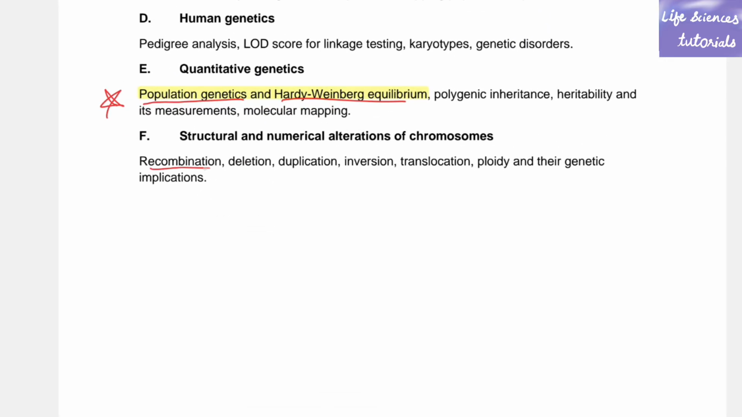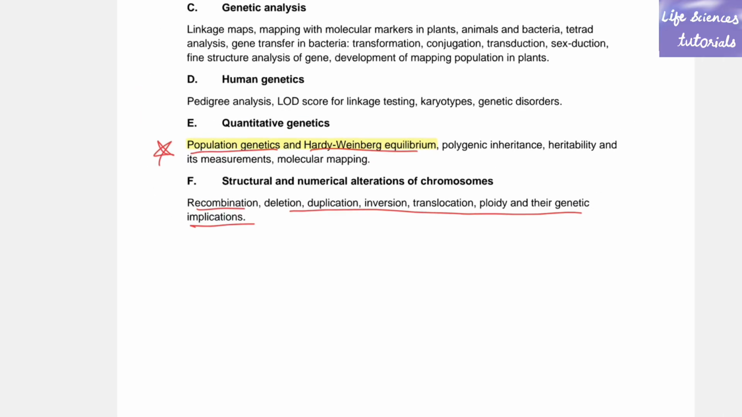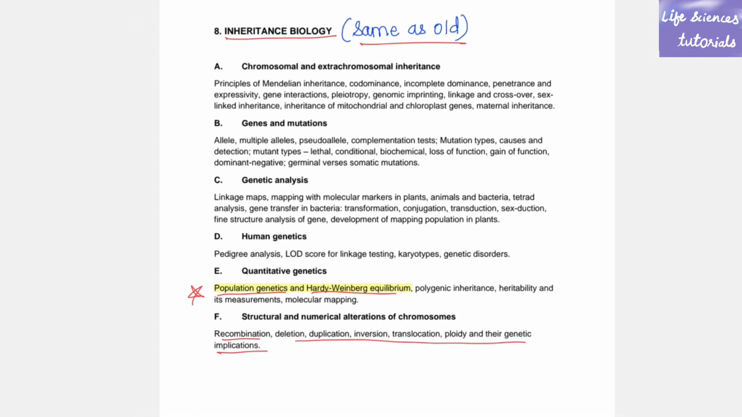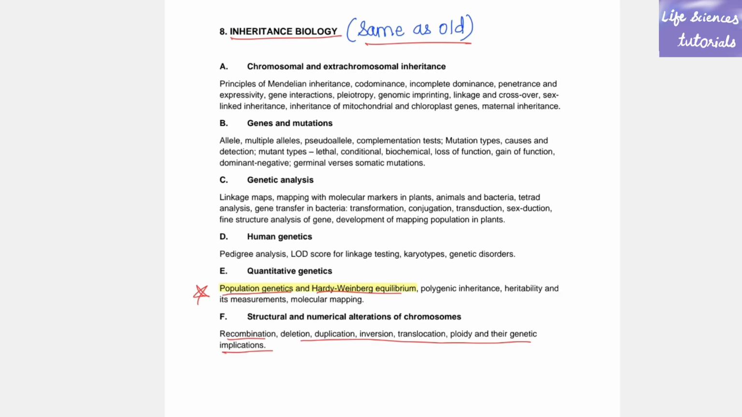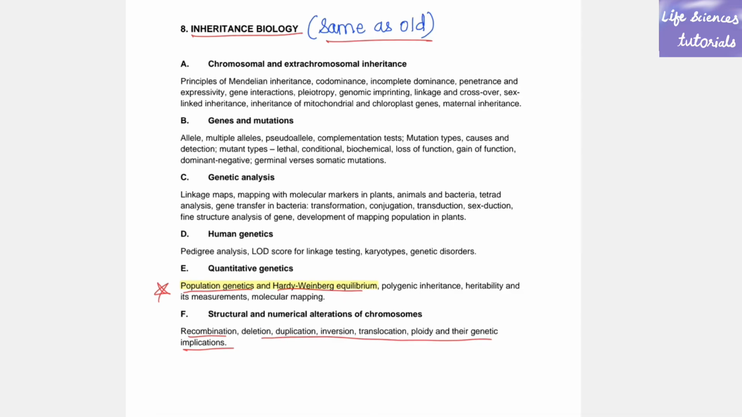Even the last topic, recombination, the different types of changes in the chromosomes, right? Chromosomal aberrations is what we will study. In the old syllabus, transposons was mentioned, but here it has not been mentioned. So just understand the basics of what are transposons, but no need to study it in detail as it has been removed from the new syllabus which has been proposed.